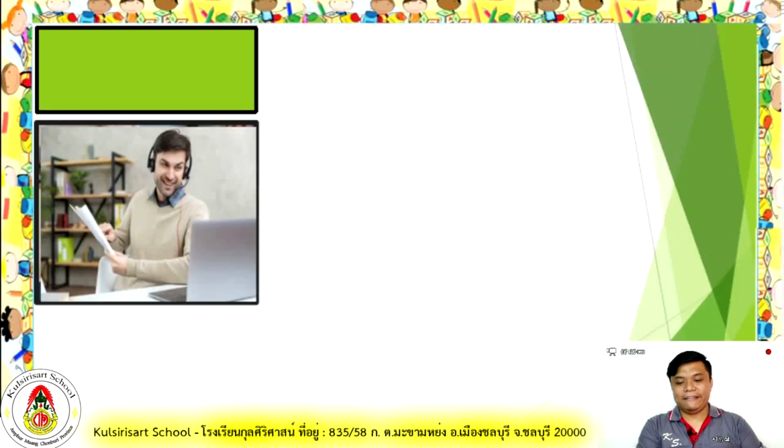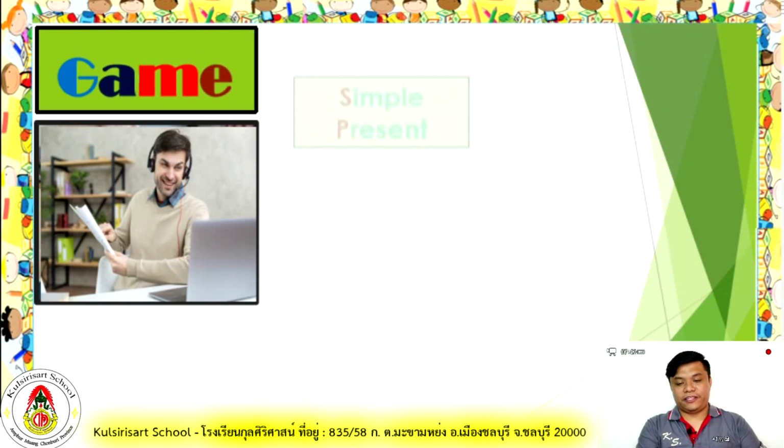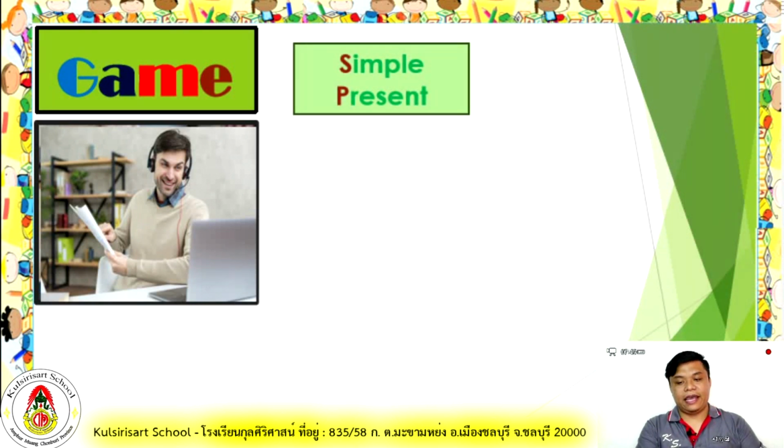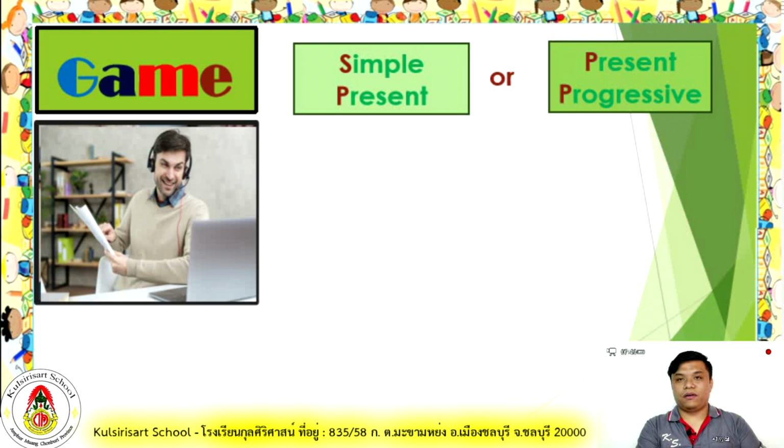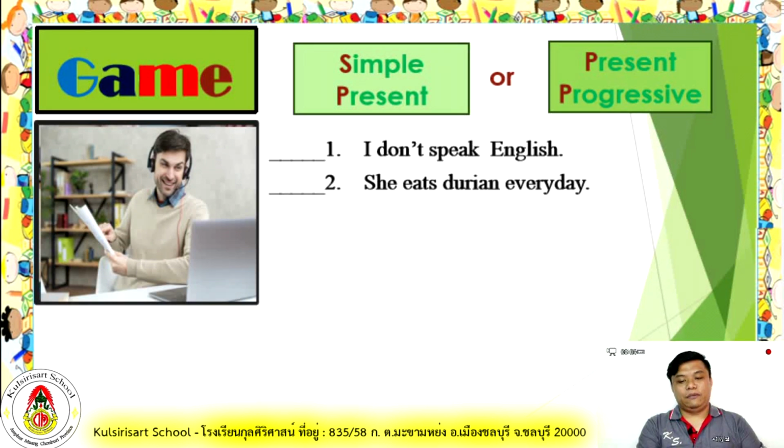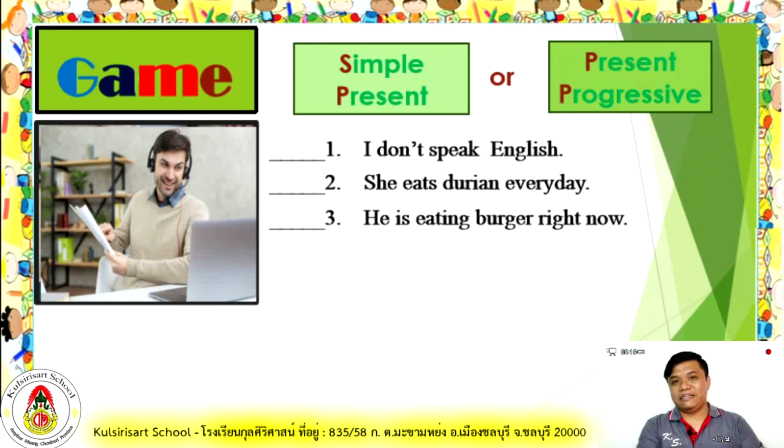Let's have a recap, okay? For our recap, let's have a game first. We have the simple present and present progressive. You'll choose SP for simple present and PP for present progressive. Okay, number 1. Let's read together. I don't speak English. Number 2. She eats durian every day. Number 3. He is eating a burger right now.